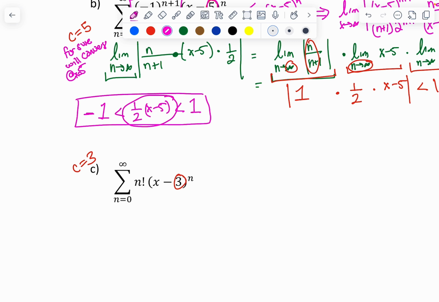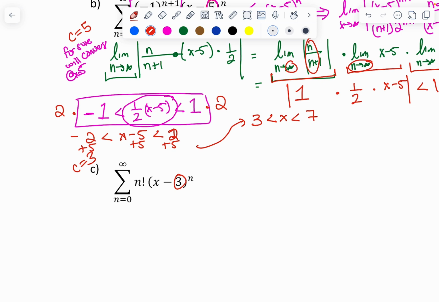And you just solve this like you did way back in algebra. So you're going to multiply both sides by 2. So now you got -2 is less than x minus 5, which is less than 2. Add 5 everywhere, so that we have -2 plus 5 is 3, and 2 plus 5 is 7.